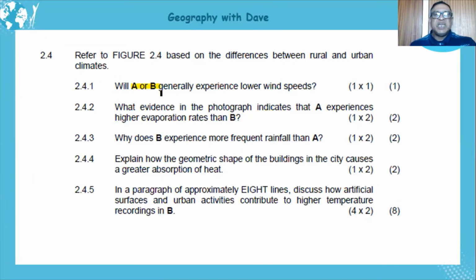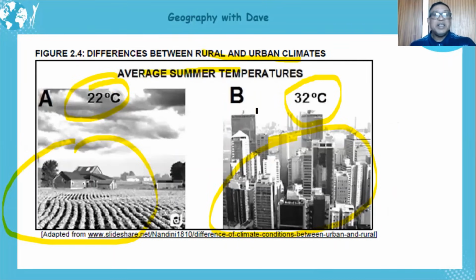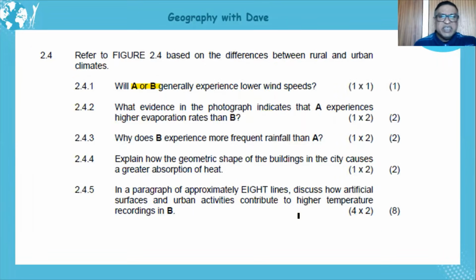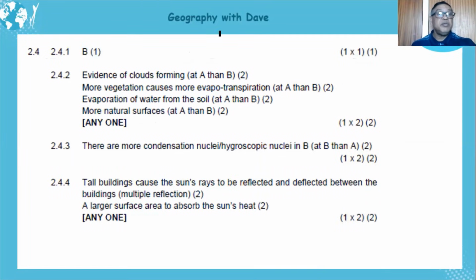Will A or B generally experience lower wind speeds? Right, I'm just going to go through it quickly. A or B? Of course, A is open. If wind blows, it's going to blow through. Yeah, B will actually have these buildings that will slow down the winds. All right, the tall buildings, you learned it in class. It's about taking the fact here related to wind speeds and taking your general factors and putting it into context of the question. Can you see it? B.